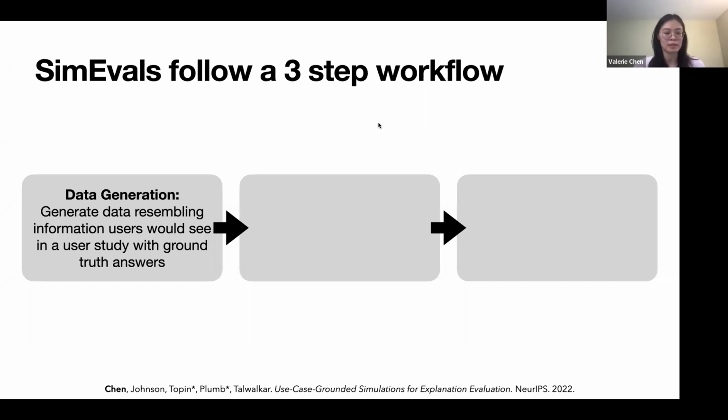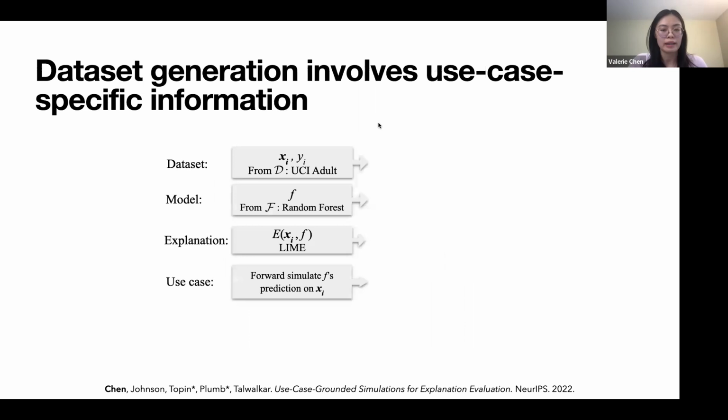First, the researcher who is training these SimEvals would need to generate data that resembles information that users would see, specifically with ground truth answers. For example, if somebody was interested in the use case of forward simulating a model's prediction on a given point, then there's some additional information that would need to be provided, like the data set, the model that's being used, and the explainer that's being considered.